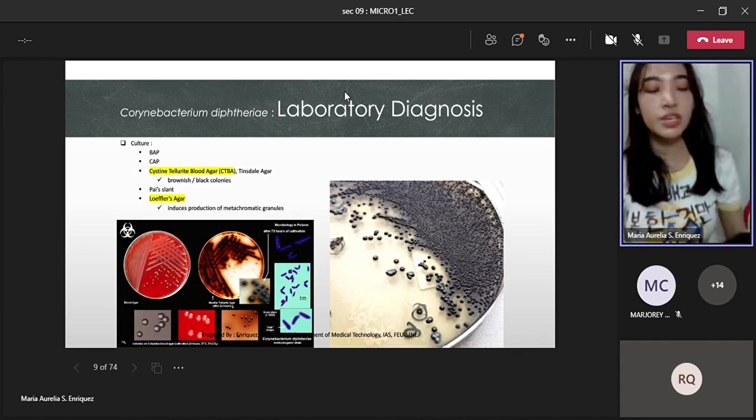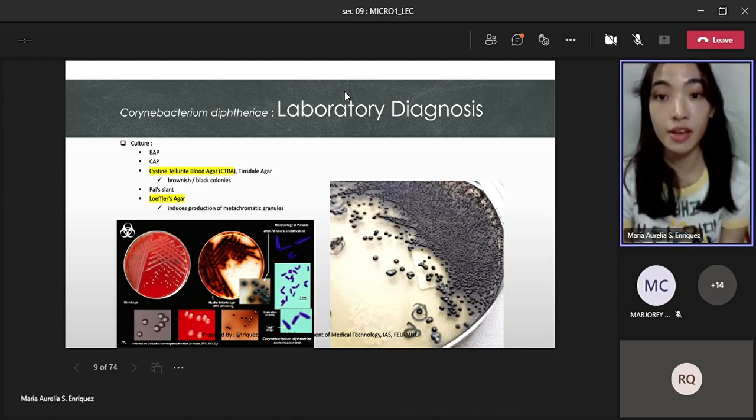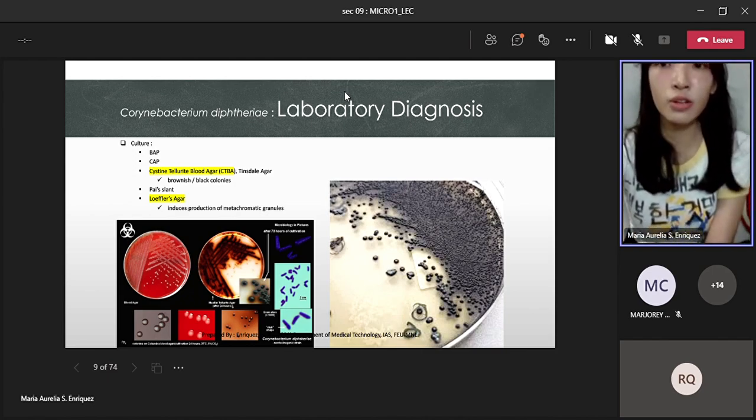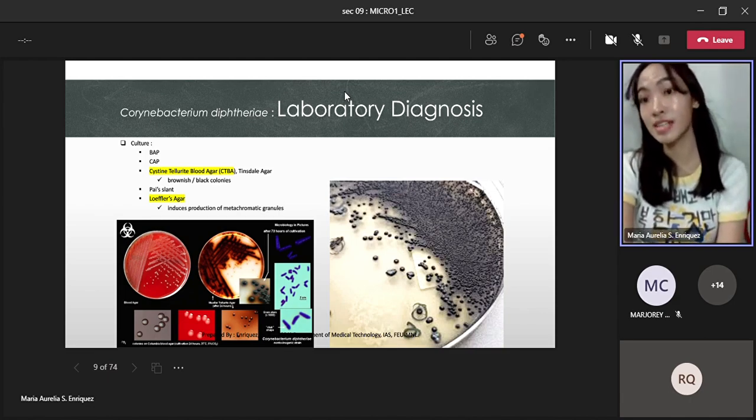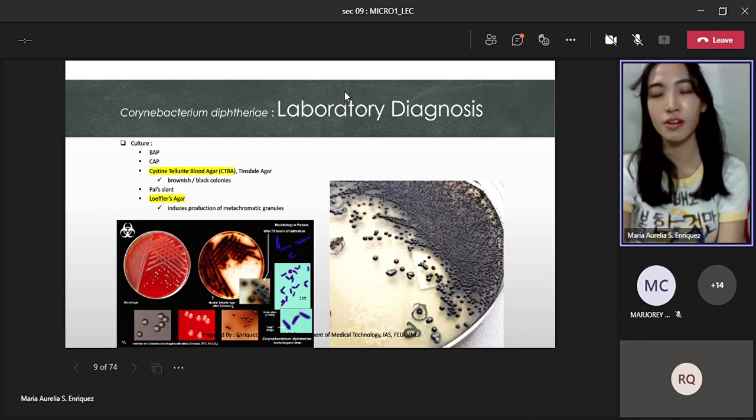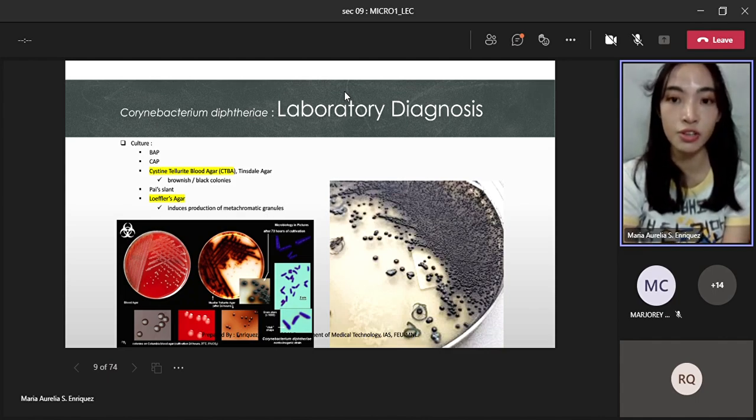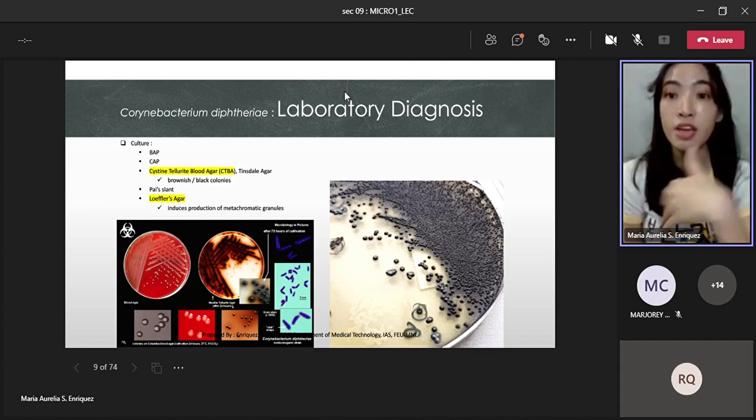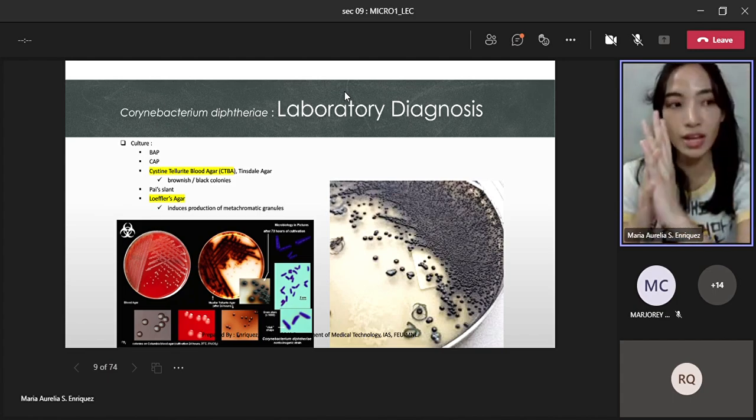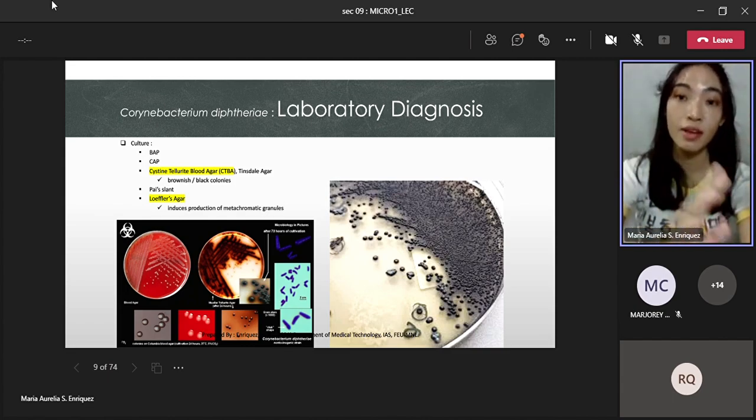All right, so on to the cultural characteristics of Corynebacterium diphtheriae. C. diphtheriae is a facultative anaerobe. It would grow best under aerobic conditions, pero kaya niya rin naman mag-survive under anaerobic conditions. And it has an optimal growth temperature of 37 degrees Celsius, although multiplication could still occur within the range of 15 to 40 degrees Celsius. So wide range po yung temperature in which this organism may grow.